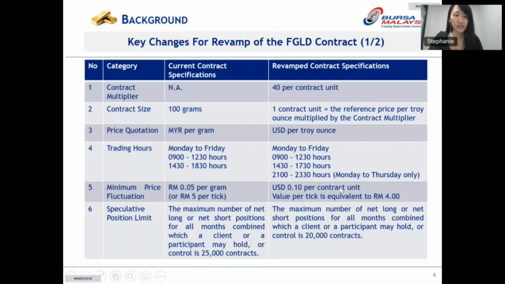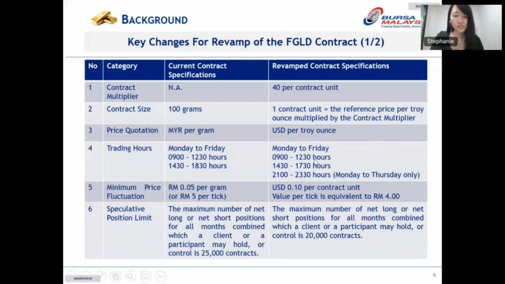As for the trading hours, the morning session will still be from 9 a.m. to 12:30 p.m. The afternoon session will be shortened, from 2:30 p.m. to 5:30 p.m. instead of 6:30 p.m. There will be an additional after-hour T+1 night trading session, which will open from 9 p.m. to 11:30 p.m., Monday to Thursday only. Gold is actively traded during the US and London trading sessions. Therefore, the availability of these night trading hours enables traders to access the market at these hours.